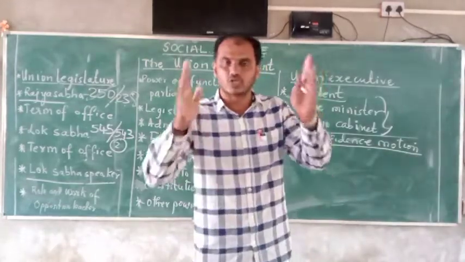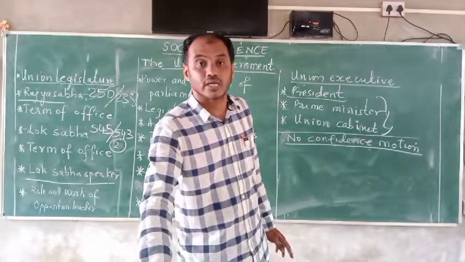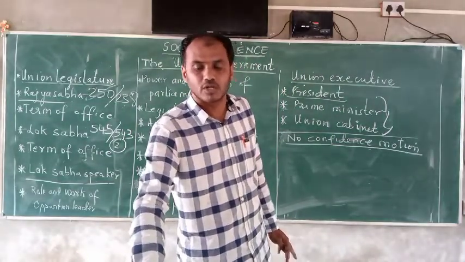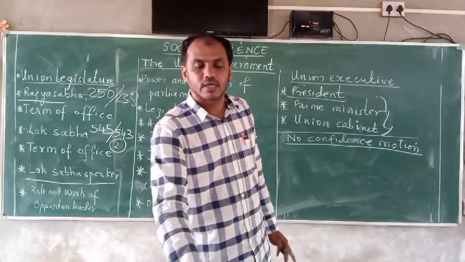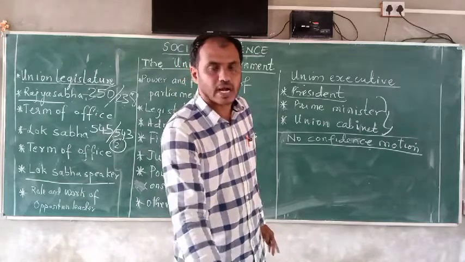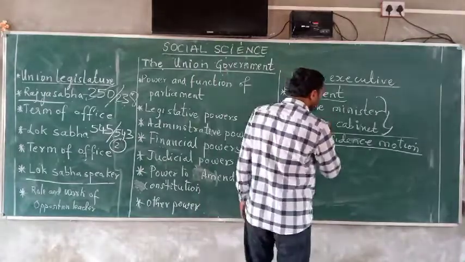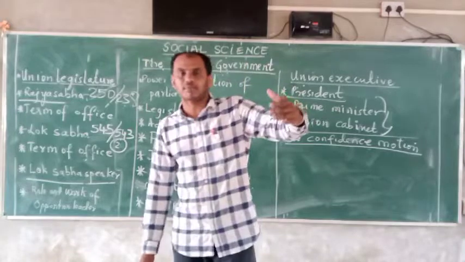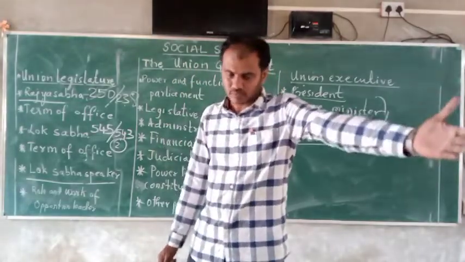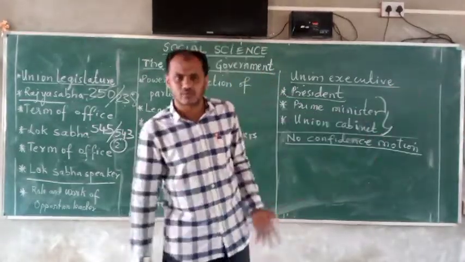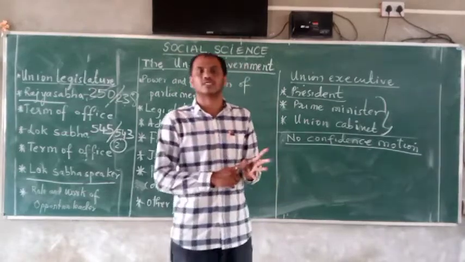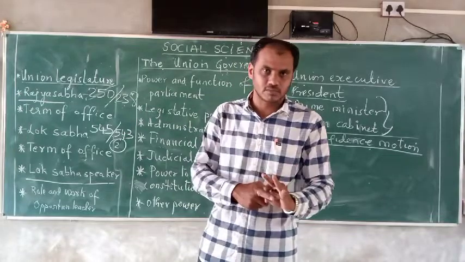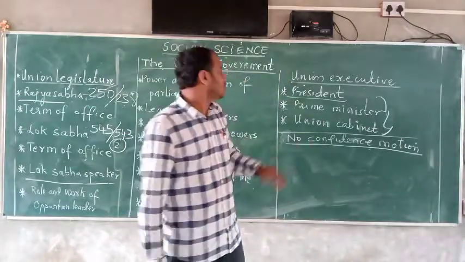So he is just a constitutional head of the country. But in the name of the President, the real executive power is vested in the hands of the Prime Minister and his cabinet. So who is the present President of India? Ramnath Kovind is the President of India. Who is the present Prime Minister of India? Narendra Modi. You know it already.